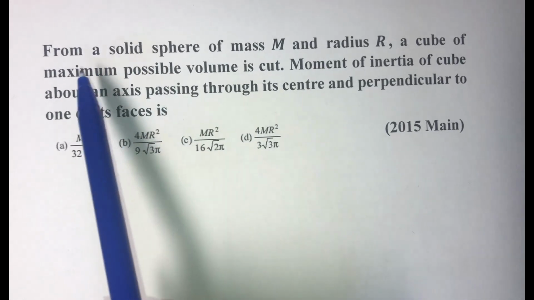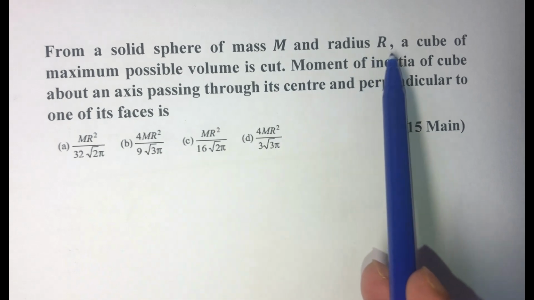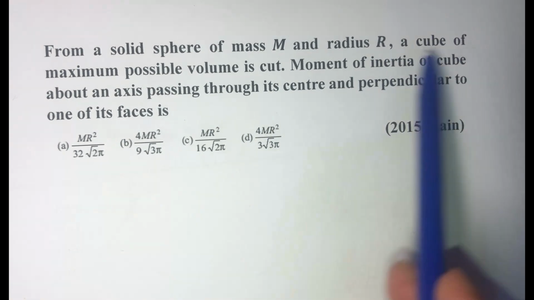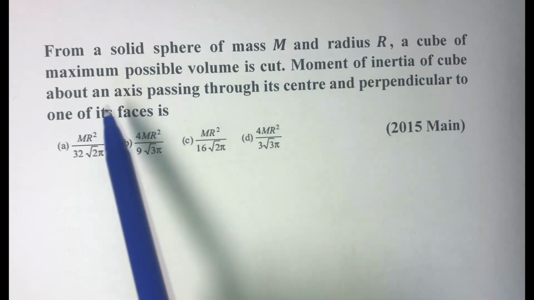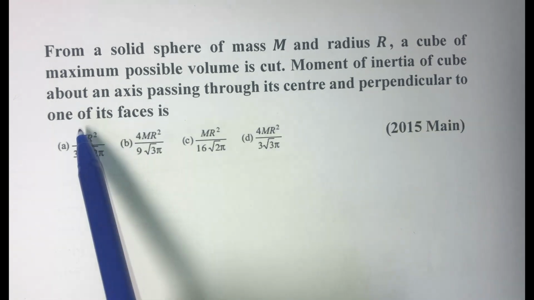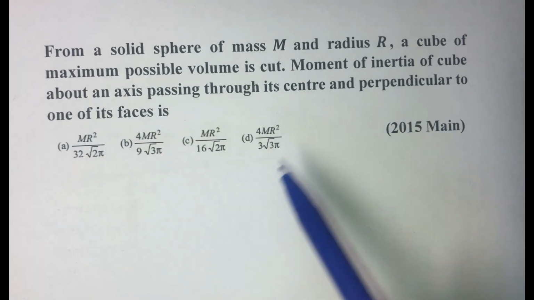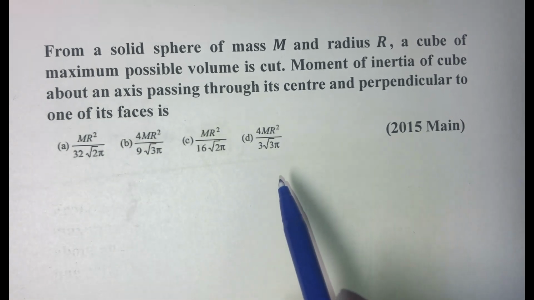Hello friends, in today's question, from a solid sphere of mass m and radius r, a cube of maximum possible volume is cut. Moment of inertia of the cube about an axis passing through its center and perpendicular to one of its faces is, so I have to select one of these four options.